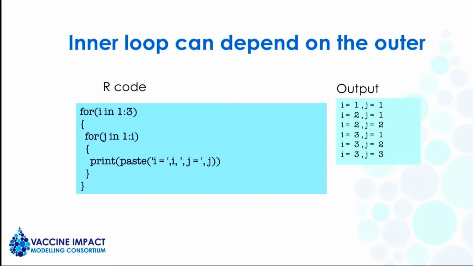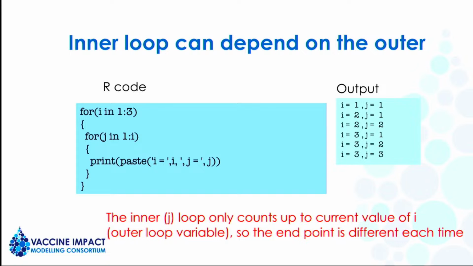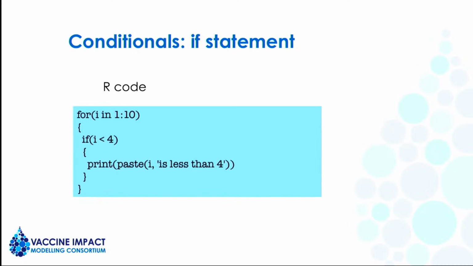We get 2 prints for I equals 2 and then 3 for I equals 3. So we get the same number of outputs as the value of the loop variable for this loop. The endpoint of the loop is different each time we go through the loop. So that's kind of useful, that's a useful thing to do, but you need to be a bit more careful thinking about the logic of the loop.